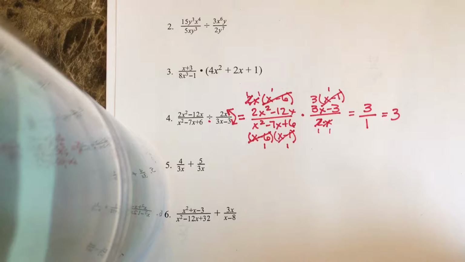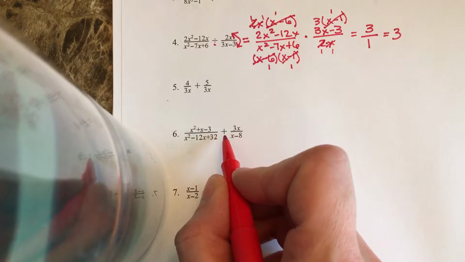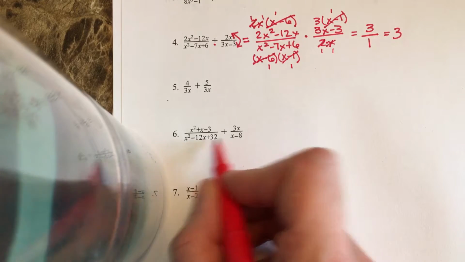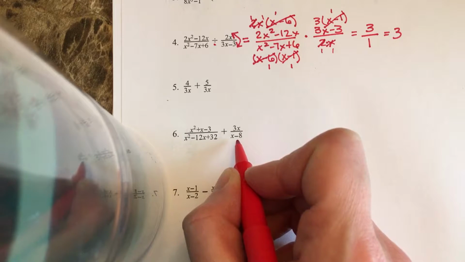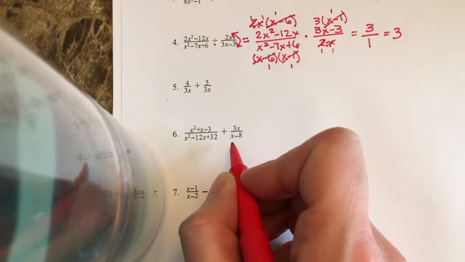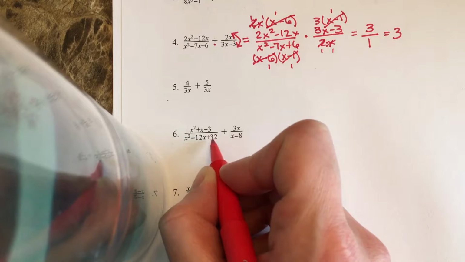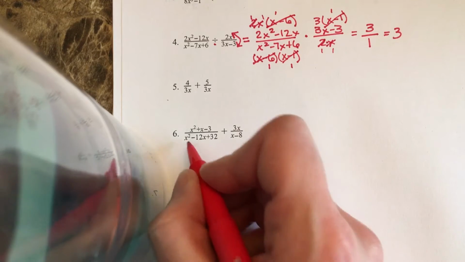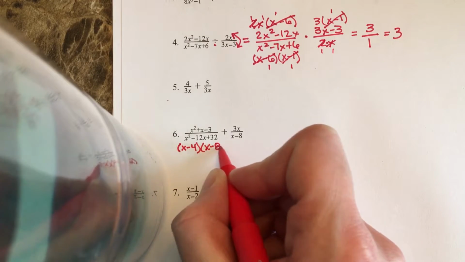The other problem I want to look at on the front page is number 6. Number 6, we are adding two fractions. Remember, anytime I'm going to add or subtract fractions, I have to have a common denominator. So my first step here is going to be to factor anything I can with these denominators. My second term is x minus 8. I don't have any GCFs there. It's not a trinomial. There's no x squareds that I can factor anymore. So that's just going to stay as x minus 8. For this second term, factors of 32 that add to negative 12 would be negative 4 and negative 8.